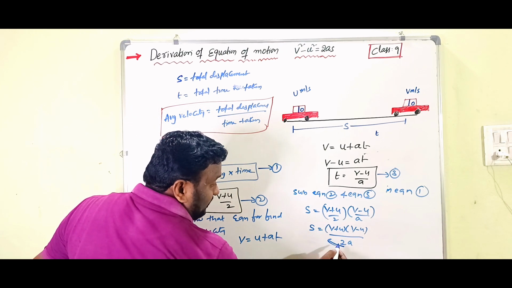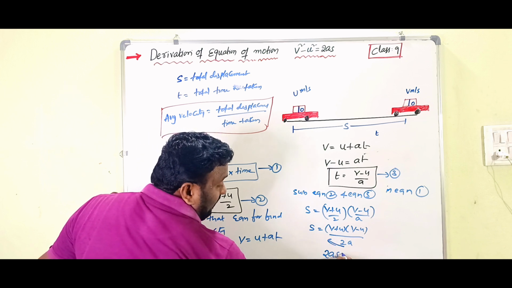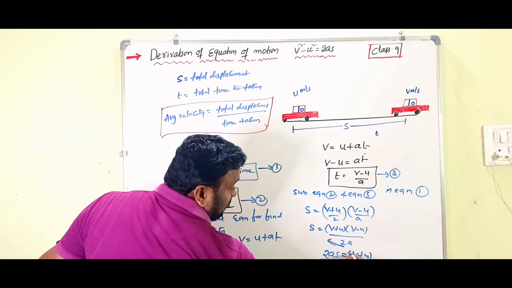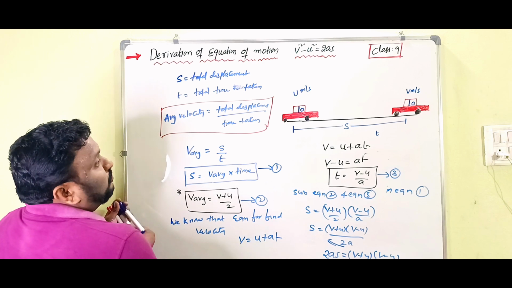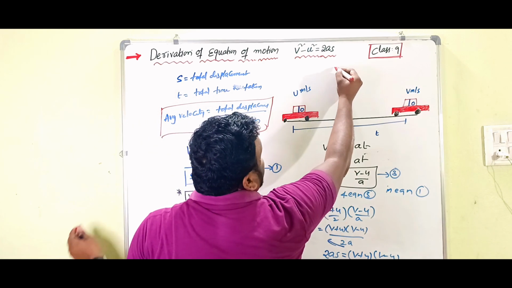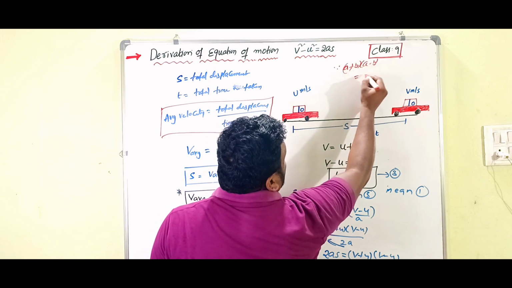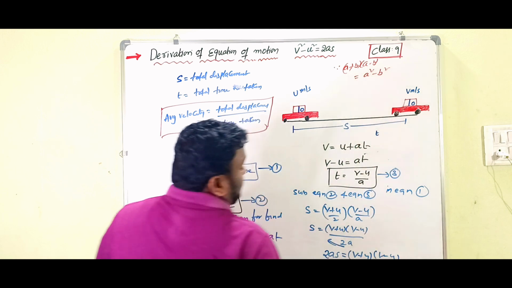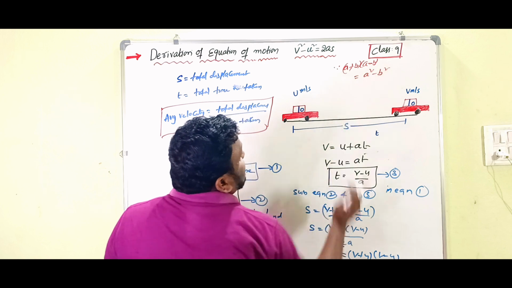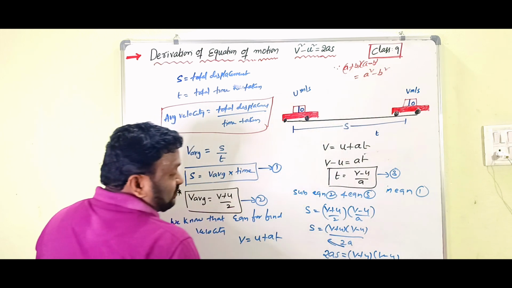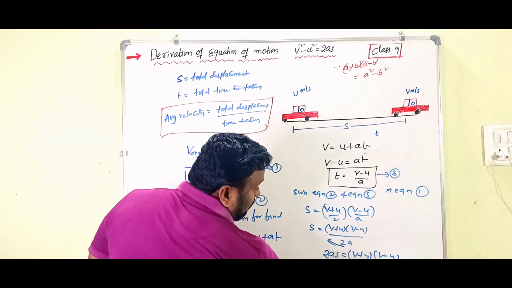So obviously we have to bring the denominator to this side. Then we get 2a into s is equal to v plus u into v minus u. So children, we already know one formula: a plus b into a minus b is equal to a square minus b square. We have to observe that they are the same, a plus b into a minus b, a square minus b square.